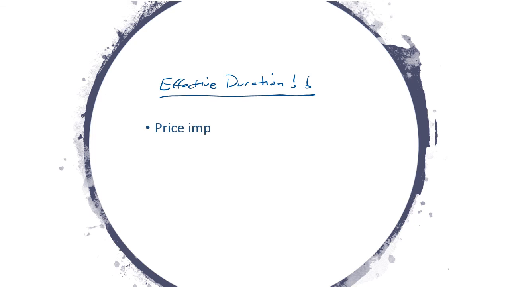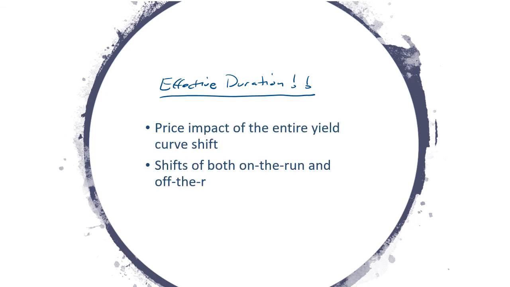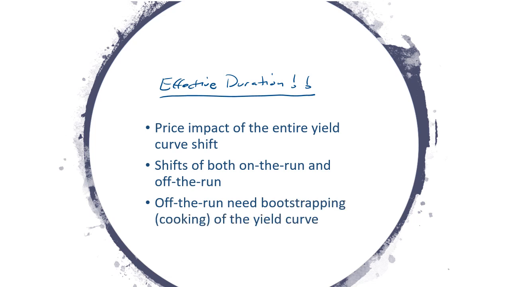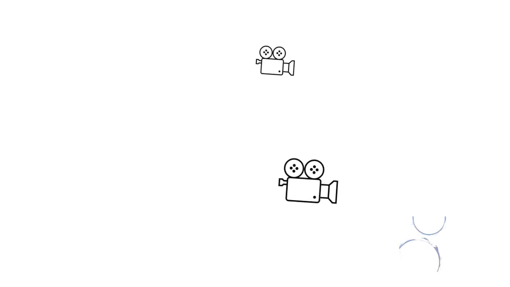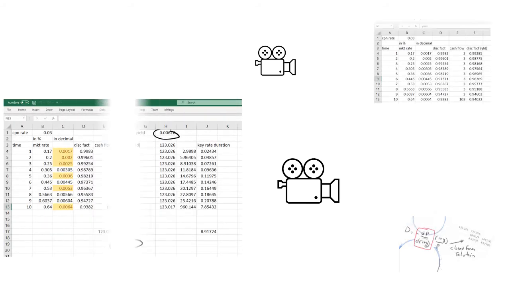The most useful and practical duration for a fixed income security is by far the effective duration. The effective duration is simply defined over the whole yield curve moves. This includes shocks for off-the-run discount rates as well as the key rates which are on the run. To calculate off-the-run rates, we need a bootstrapping technology, which is also known as curve cooking. This is another topic altogether. So I will see you in the next video about Excel.